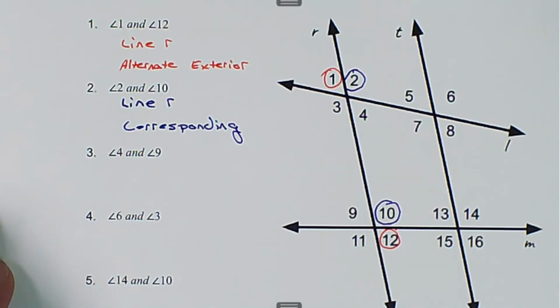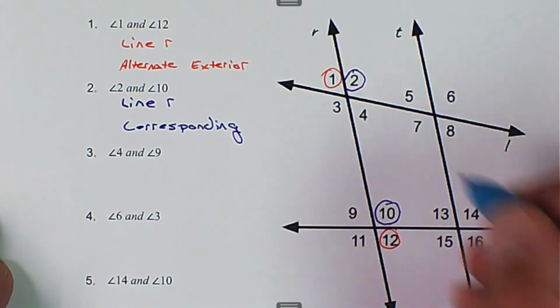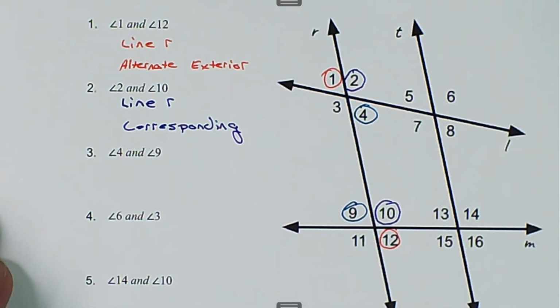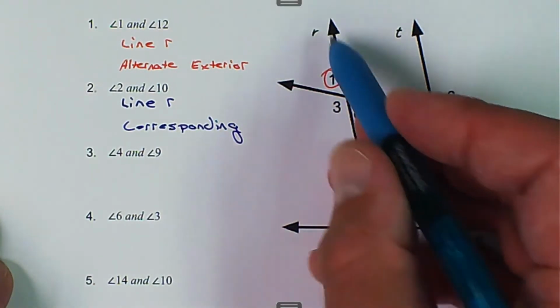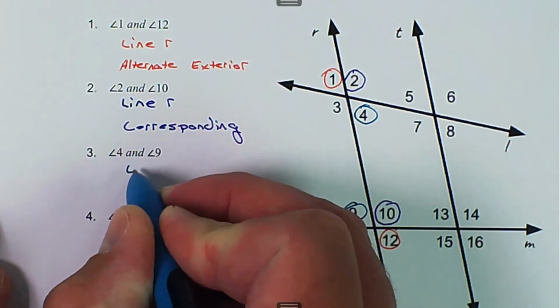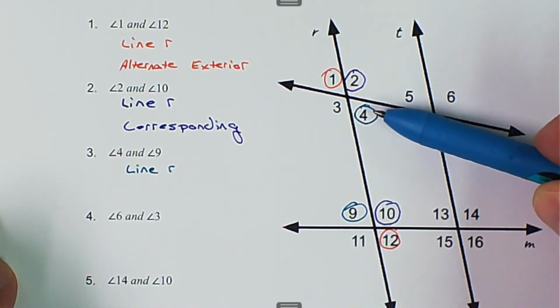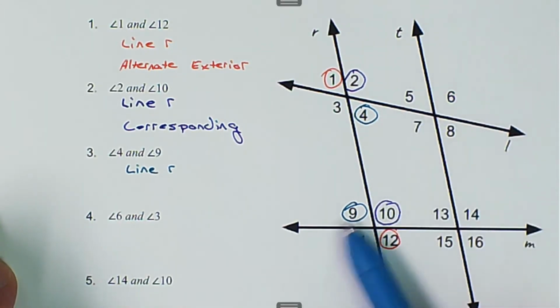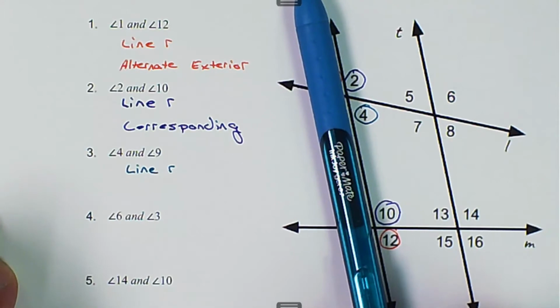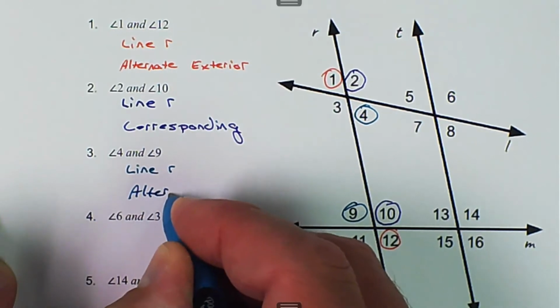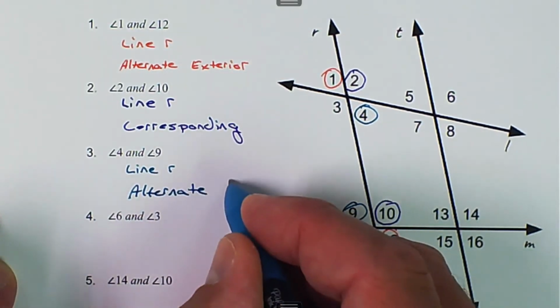The next example we have is angle 4 and angle 9. Here's angle 4, and here's angle 9. First thing we want to talk about, are they interior or exterior? The transversal is again line R, and we know that L and M are the lines being cut. So 4 and 9 are both interior. If I put my pencil down, do I cover both of them up? No. So this is going to be alternate interior.